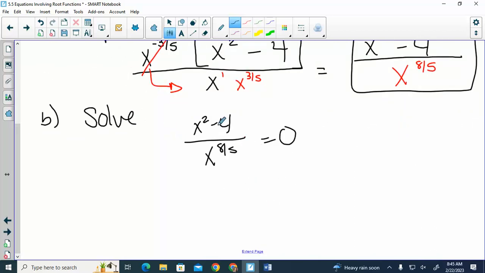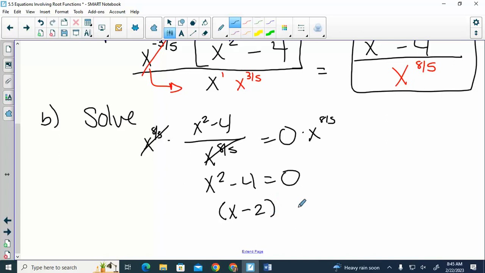What would you do to get rid of the fraction? Multiply by the denominator. What's 0 times anything? So then what would you do? You can either add the 4 over and do the square root method, or difference of squares, x plus 2, x minus 2. So x is -2 and 2.